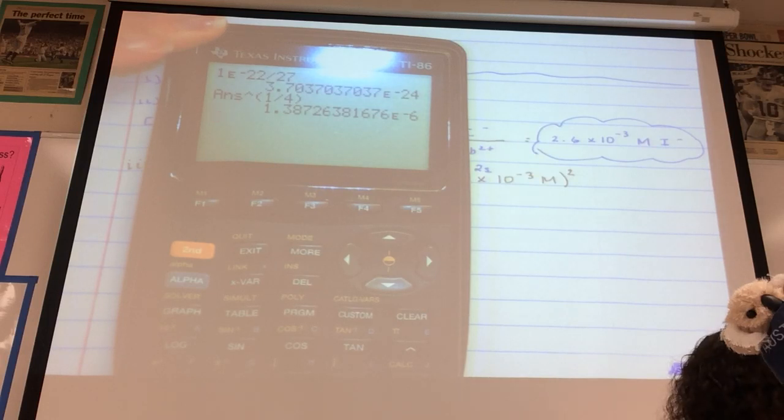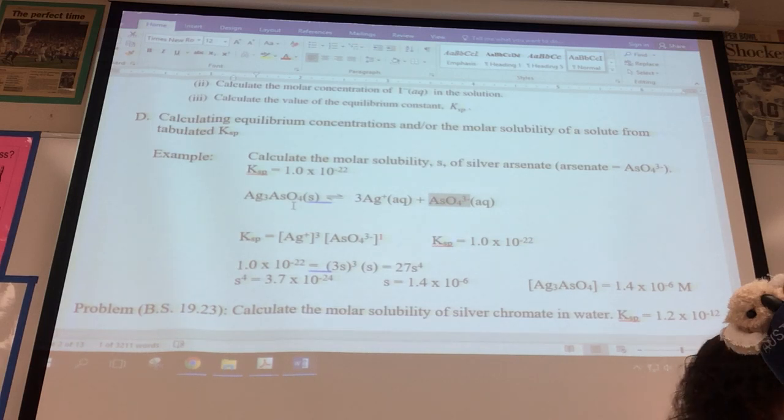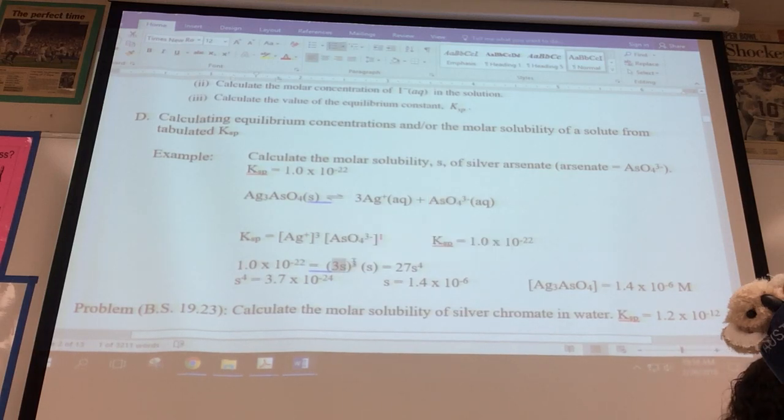Now S is equal to the concentration of arsenate ion, and why is the concentration of arsenate ion here equal to the concentration of silver arsenate? 1-to-1 mole ratio. So this is a little bit funky, and this bothers the kids. They're like, well, you triple it and then you cube it also, but you do. S is the concentration of the ion to the 1st power.